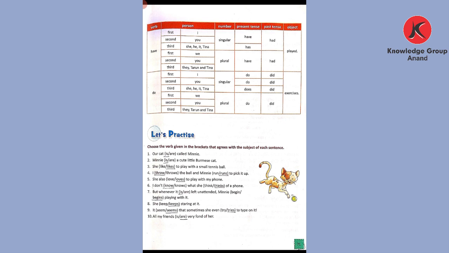Since I is taken, we have taken no s. And here, third person singular, so we have taken things. Whenever it is third person singular, we take is. Left unattended, meaning a third person, so begins playing with it. She keeps staring at it. It seems that sometimes she even tries to type on it. And the last, all my friends are very fond of her. So these are the answers.